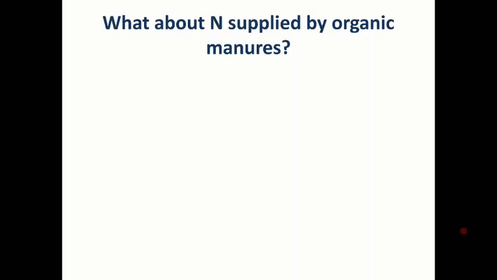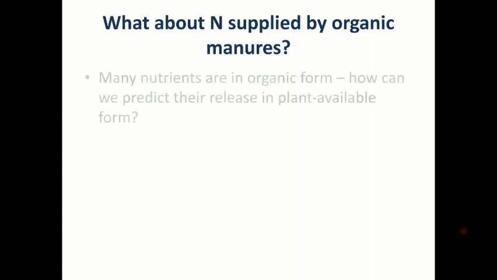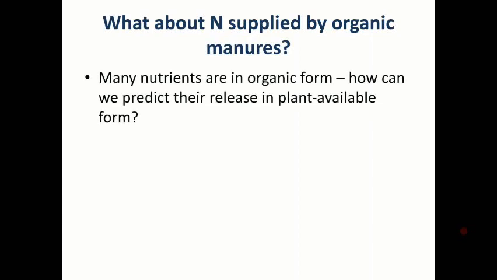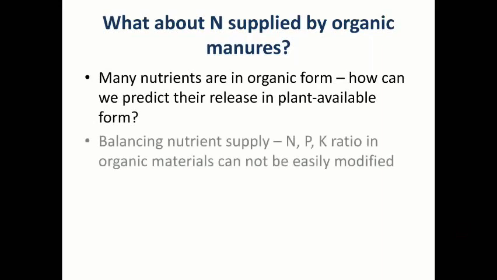Now that is even more complicated. Many nutrients are in the organic form, but how do we know when they're going to be available in plant available form? Very tricky. Again, it's about predicting that mineralization. That's really difficult. And it's also difficult to balance the supply, right? Because the NPK ratio in your organic manures can't be easily modified. So you're sort of stuck with that ratio.